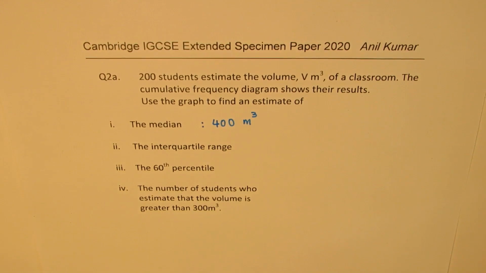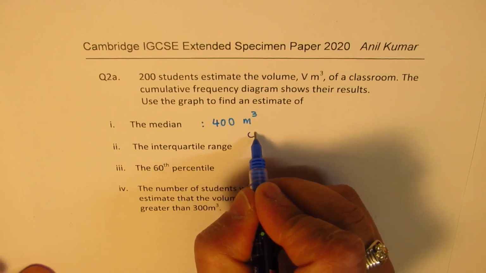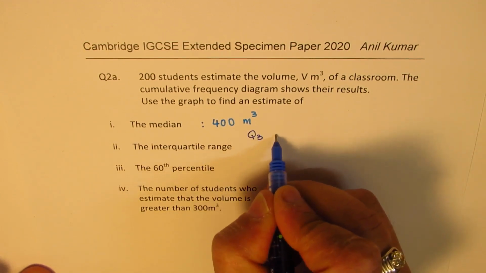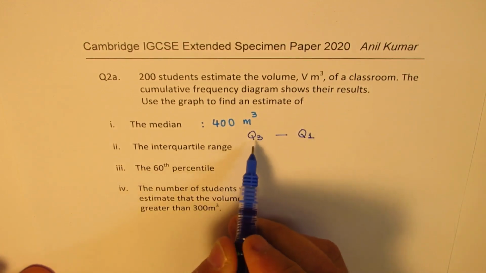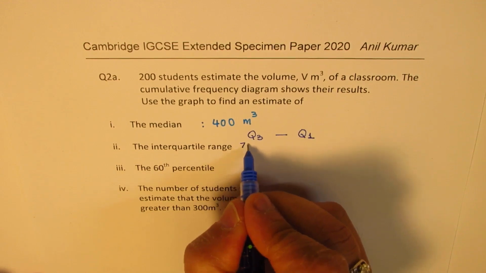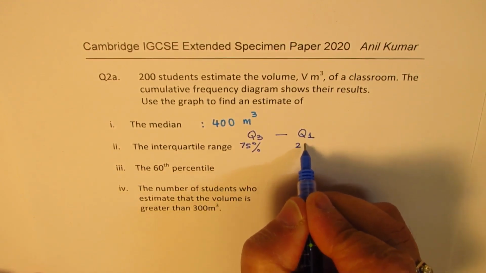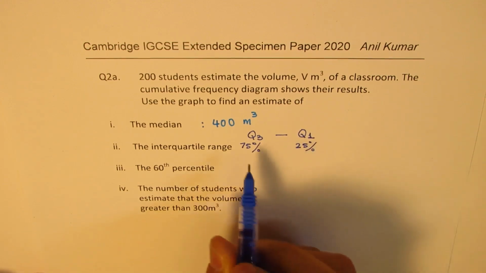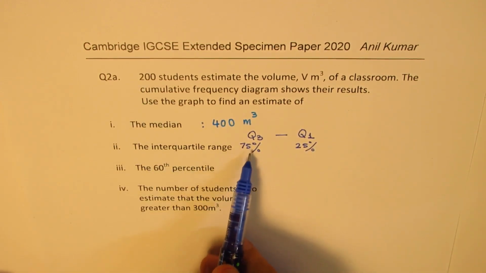Now, when you talk about the interquartile range, it means what? It means we need to find Q3, and from that we have to take away Q1, correct? Now, Q3 is 75%, right? So Q3 is 75%, and Q1 is 25%. Now, what is 75% of 200? That is what we have to read, right?